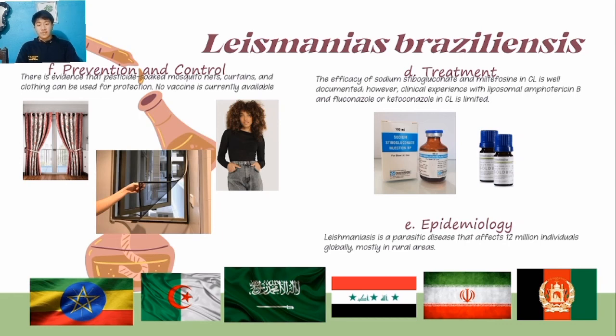Prevention and control. There is evidence that pesticide-soaked mosquito nets, curtains, and clothing can be used for protection. No vaccine is currently available. But some districts, such as Uzbekistan and Sri Lanka, encourage leishmanization to directly inoculate viable parasites into areas that are not cosmetically visible.